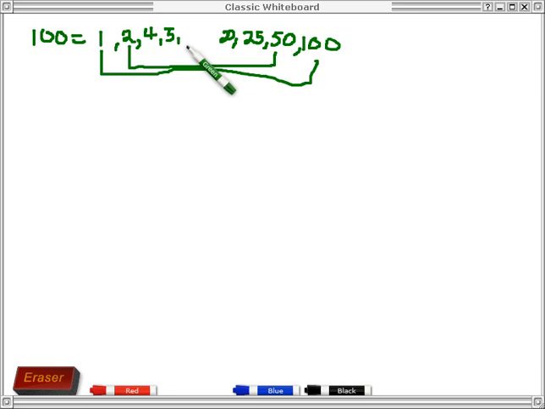6, no. 7, no. 8, no. 9, no. And then 10, yes, 10 times 10. So 10 has no paired factor because it is its own pair. So, I don't know, we could put a little hat on it or something. 10 times 10 is 100.